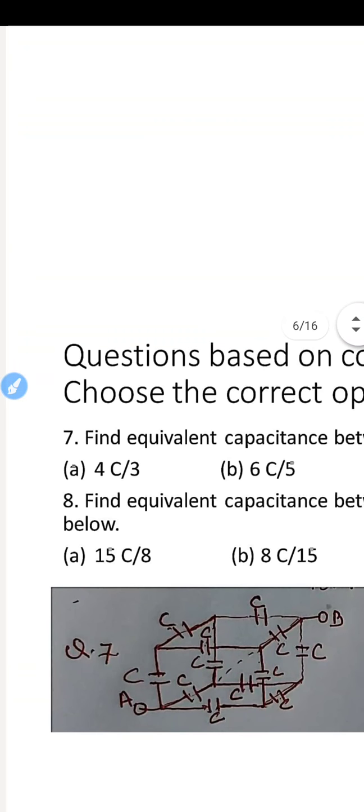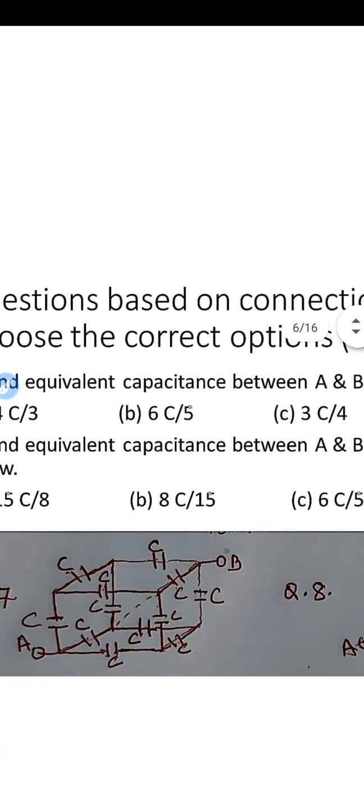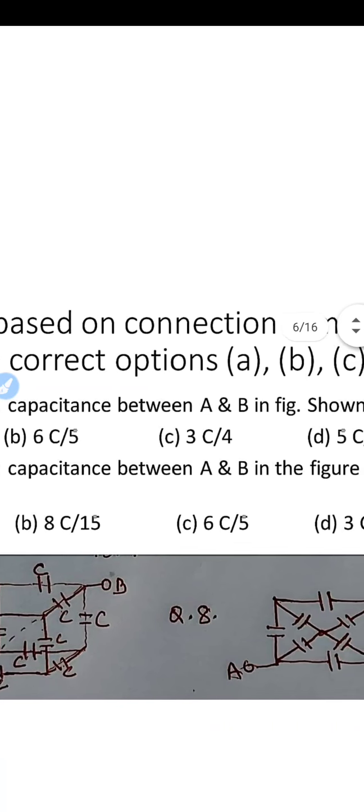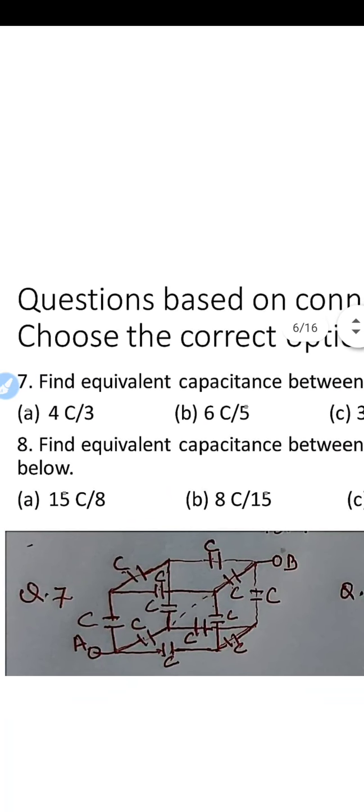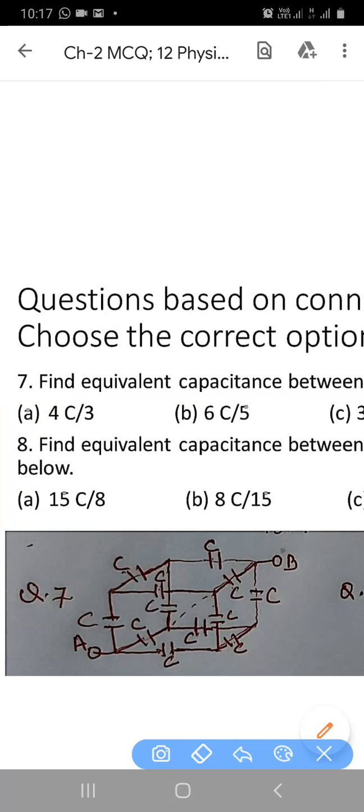Now moving to the next question. Question based on the connection removal method or perpendicular bisector method. Here there is a cube in question 7. So you have to find the equivalent capacitance between A and B. Options are 4C by 3, 6C by 5, 3C by 4 and 5C by 6. So which one will be the correct option? Now for this one, perpendicular bisector, this question can be solved in two ways. So I will solve in the first method.